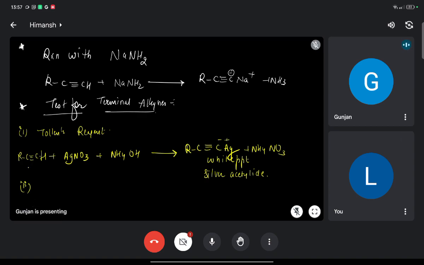Although it's an alkyne having acidic hydrogen, it will react with Tollens reagent. The Tollens reagent is what? It is the ammoniacal silver nitrate combination, AgNO3 with NH4OH. Okay.